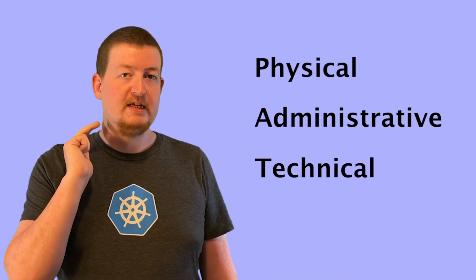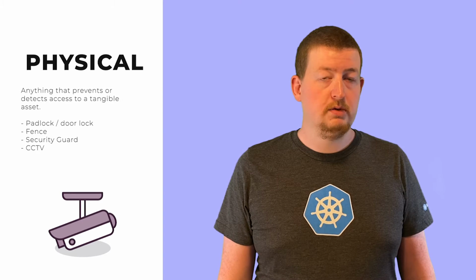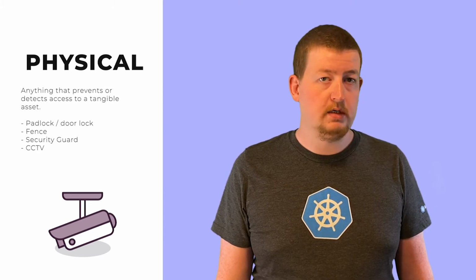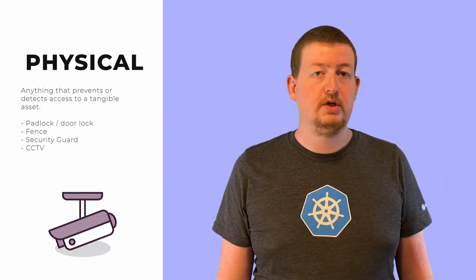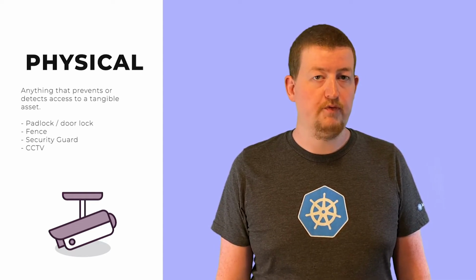Today I'm going to talk about three different types of security controls: physical, administrative, and technical. First up, we have the physical security control. This could be anything from a lock, to a fence, to even a security guard. This will prevent access to a physical or tangible asset in your organisation. This could be a room or server or anything like a safe.